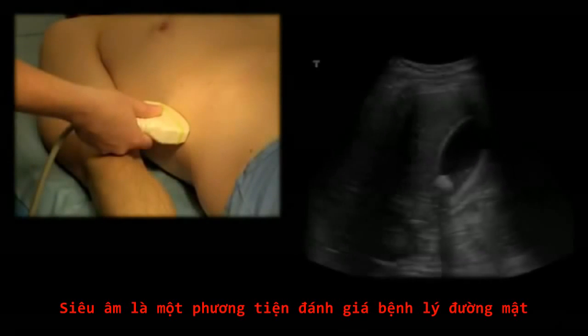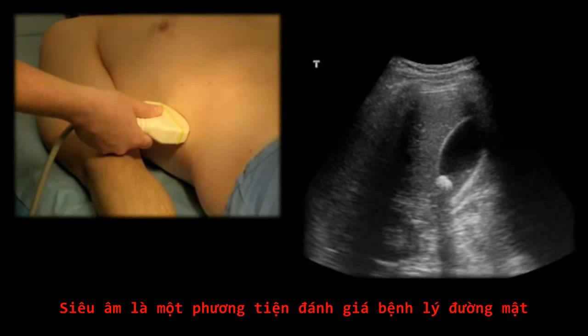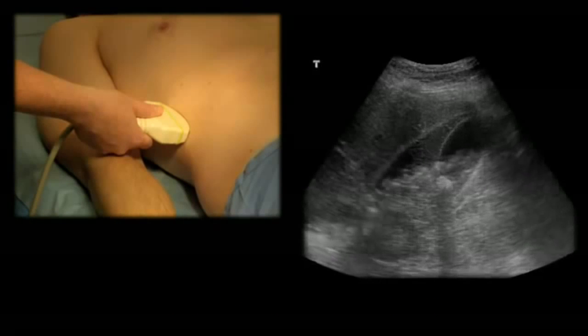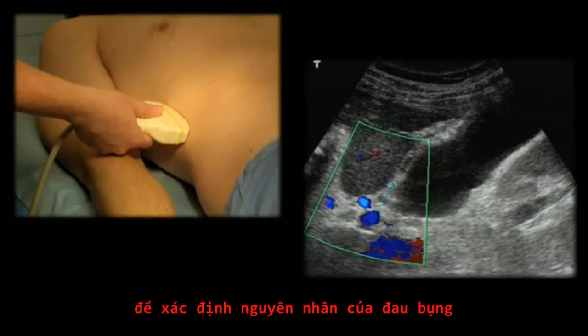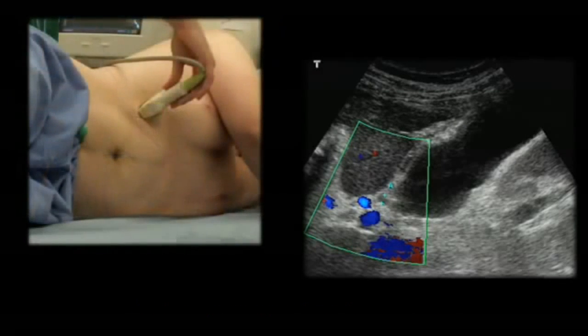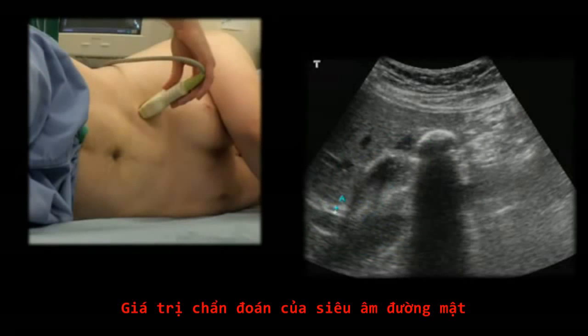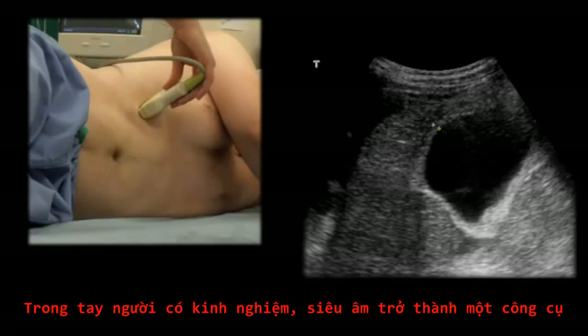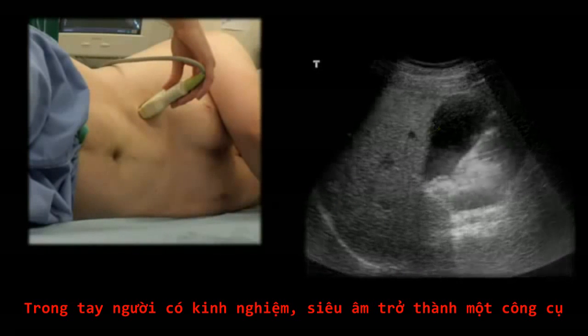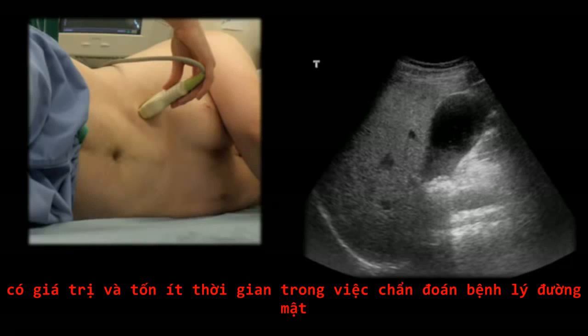Ultrasound is one tool in the evaluation of the patient with suspected biliary pathology. It should be used in conjunction with the physical exam and laboratory testing to help establish etiology of abdominal pain. The quality and reliability of biliary ultrasonography is dependent on the operator's experience, but with practice can become a valuable and time-saving tool in the evaluation of biliary disease.